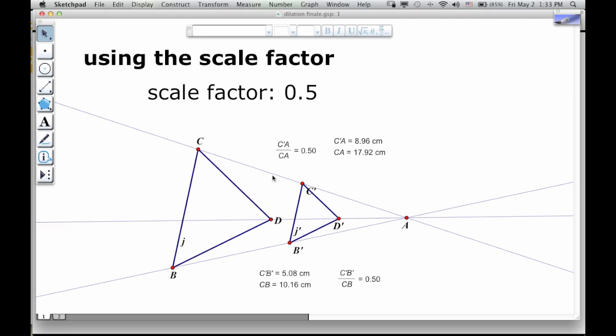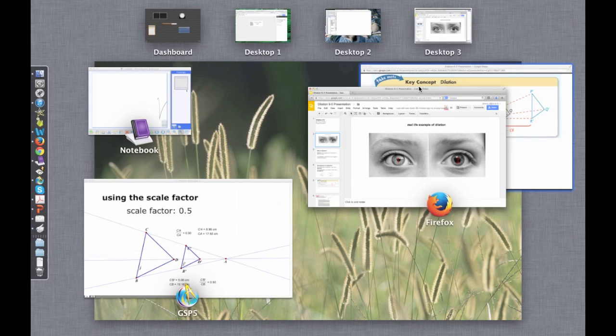So you can see that the lengths of the corresponding parts are related by the scale factor. For example, CB is 10.616 and C prime B prime is 5.08, and its scale factor is 0.5, which matches up with the actual scale factor. Another thing is the distance from the center to the corresponding parts. CA is 2 times C prime A, as you can see from here. So let's head back into the presentation.